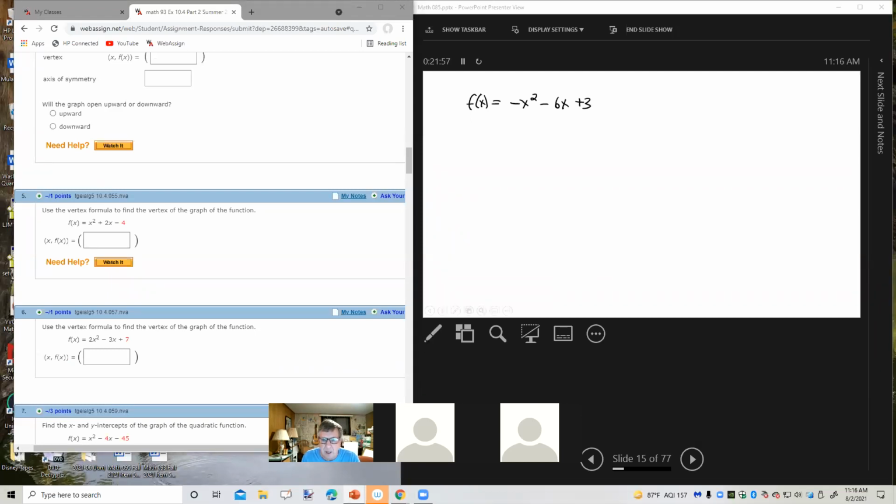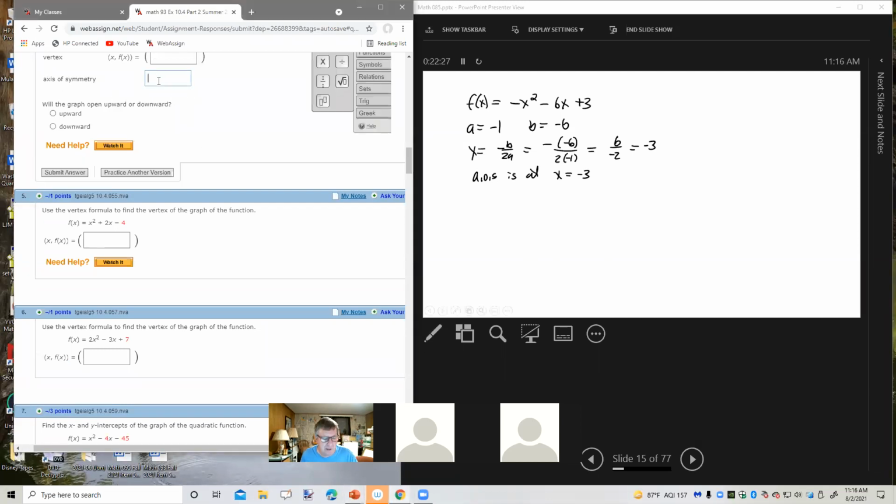So again, this is in that y equals ax squared plus bx plus c form. a is negative 1, b is negative 6. x equals negative b over 2a is negative times negative 6 over 2 times negative 1. Negative times negative 6 is positive 6 over negative 2 becomes negative 3. So the axis of symmetry is at x equals negative 3. So over here in WebAssign, I'm going to put in x equals negative 3, not just negative 3, but x equals negative 3.